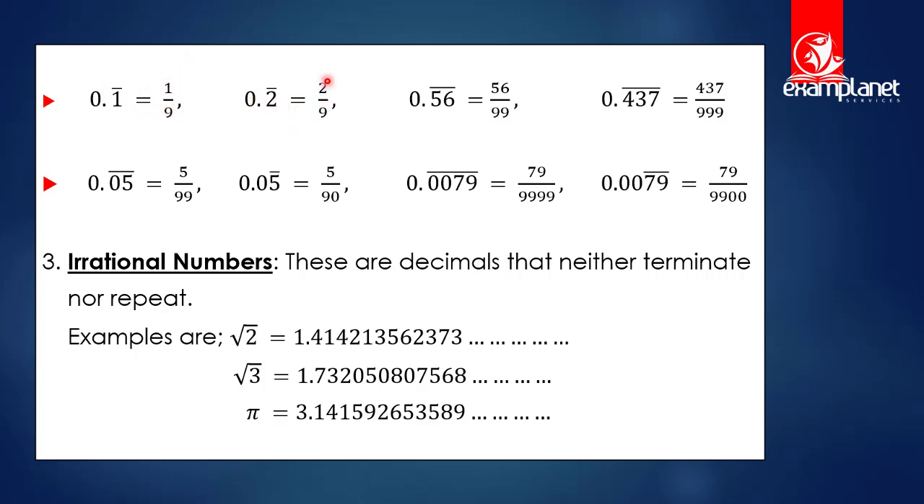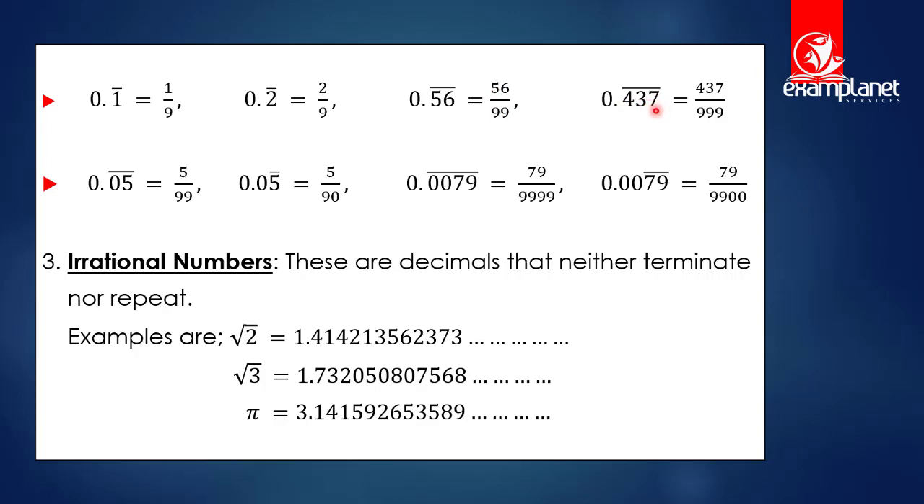0.222222 is the same thing as 2 over 9. Now, 0.565656565 is the same thing as 56 over 99. So we have 2 nines because you have 2 numbers repeating. You can press the calculator to check.